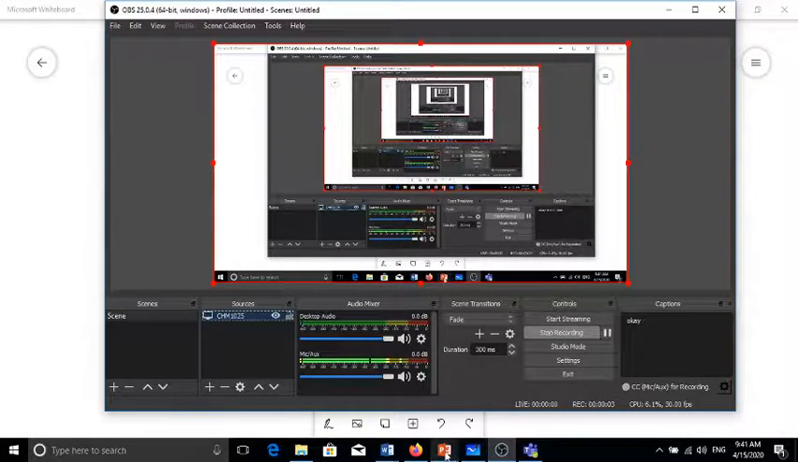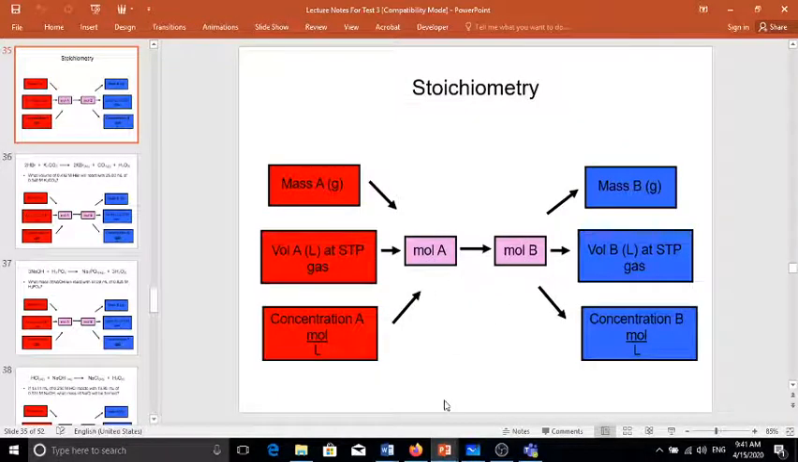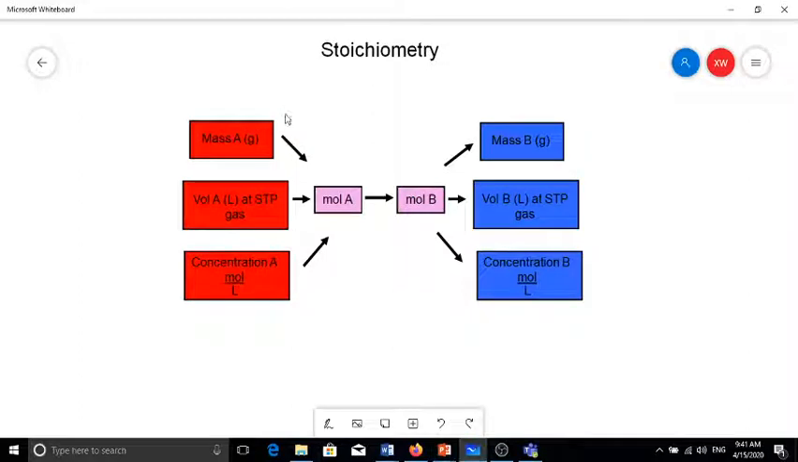Okay, in this video, we're going to talk about gas law in stoichiometry. So let's review a little bit about stoichiometry calculation. If you have a balanced chemical equation, a balanced reaction, basically, you can do stoichiometry calculations utilizing the coefficients.